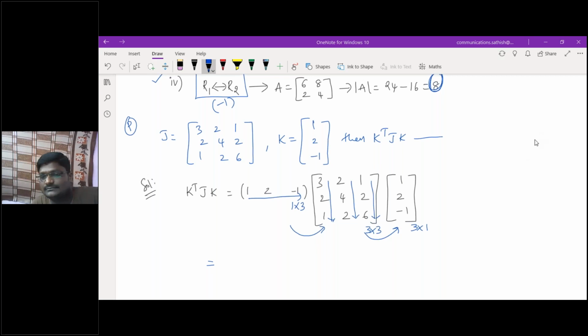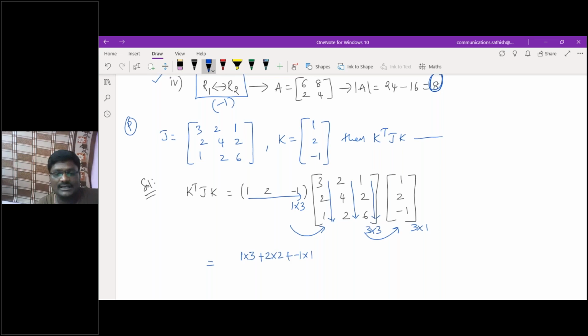Am I correct? Yes, sir. So see, you can represent this: 1 by 3 and 3 by 3, this 3 will get cancelled. The result will be a 1 by 3 matrix only, right? Try to write that: 1 into 3 plus 2 into 2 plus minus 1 into 1.